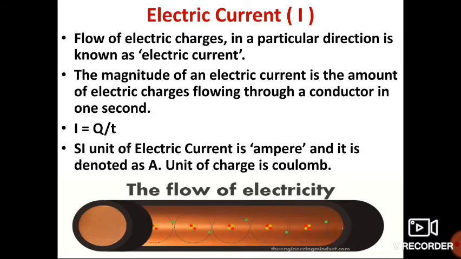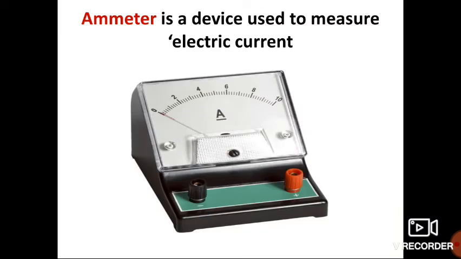Okay. The SI unit of electric current is ampere and it is denoted by capital A. Unit of charge is what? Coulomb. Clear? Next, this instrument, ammeter, is a device used to measure electric current.